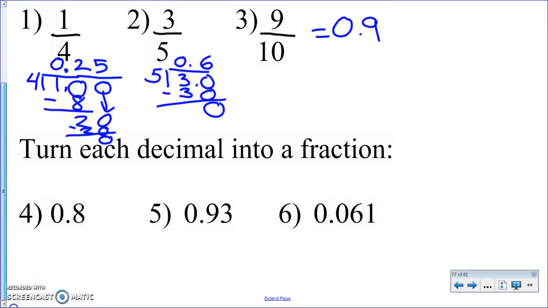Now we're going to turn each decimal into a fraction. So we're going to start with 8/10. As we look at that, we know they share a common factor of 2, so we're going to divide the top and the bottom by 2 to get 4/5. For 5, we have 93/100, so we're just going to write 93 over 100, and we can't simplify. Finally, for 6, we have 61 thousandths, and again, we can't simplify that any further.